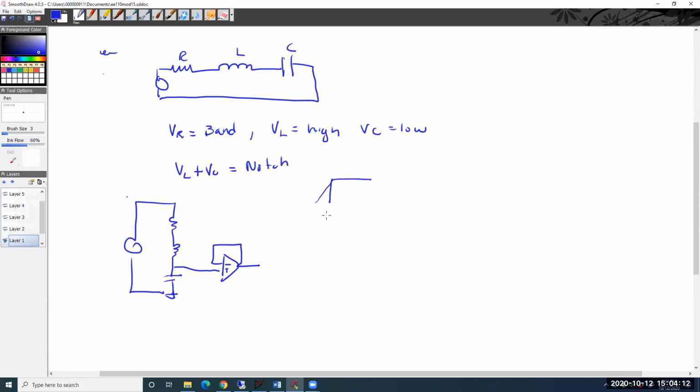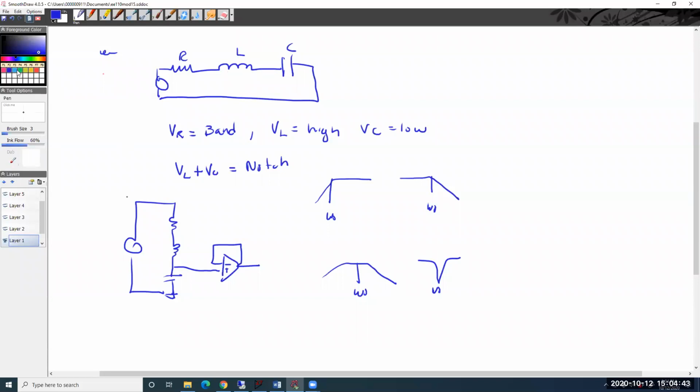for the high pass, you have an omega naught. For the low pass, you have an omega naught. The band, omega naught, and the notch, omega naught, are all the same. So once you choose your R, L, and C, it's the same for all those four questions. And then you just have to manipulate where you're taking the output.